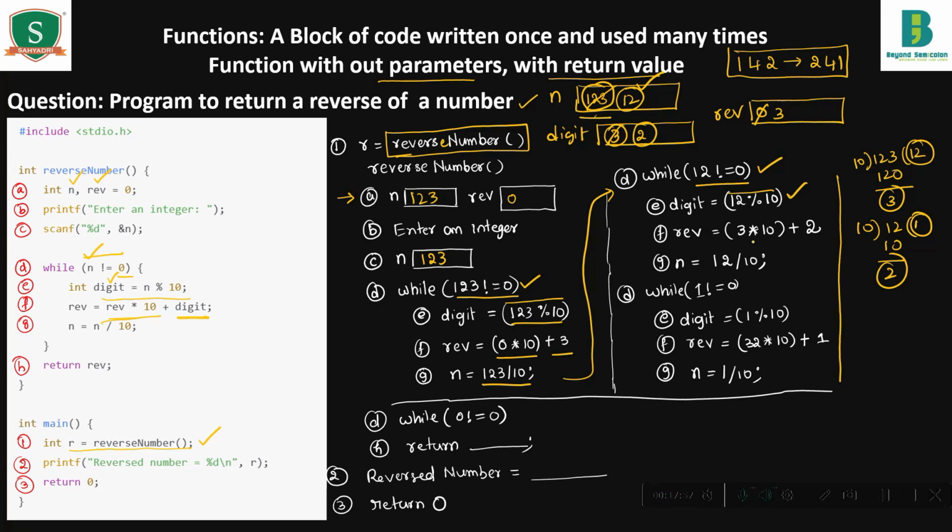Reverse is equal to reverse multiplied by 10. Currently reverse value is 3. 3 multiplied by 10, 30 plus digit value. Digit value currently is 2. So reverse value is updated to 32. Next, n is equal to 12 divided by 10. The quotient that you are having is 1. N value is updated to 1.